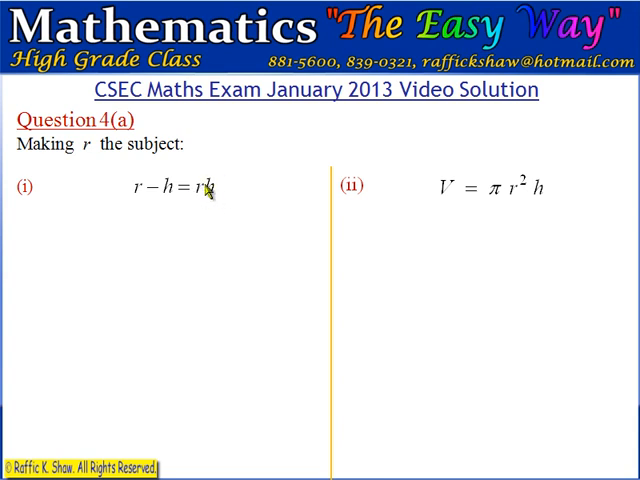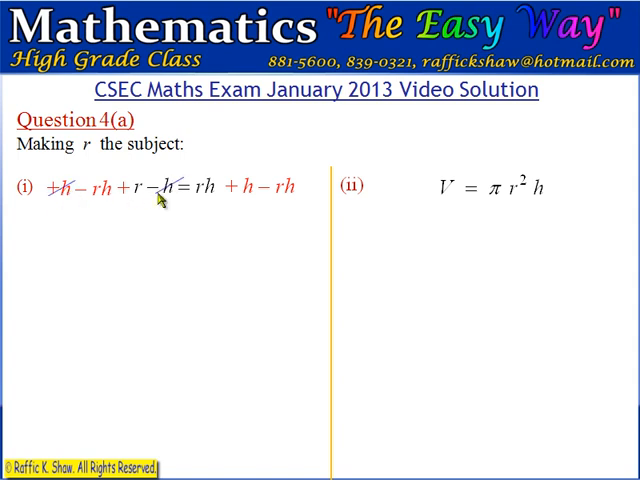To get rid of the RH from this side, we're going to subtract RH from both sides, and to get rid of this H from this side, we're going to add H to both sides. So it's adding H and subtracting RH, and this is what we are doing. We're adding H and subtracting RH on this side, and on this side, and so the equation remains balanced.